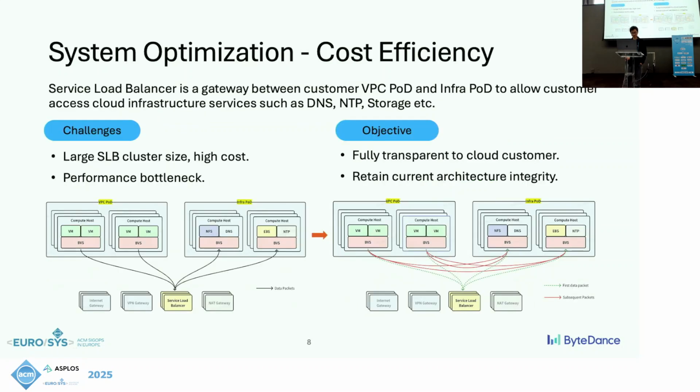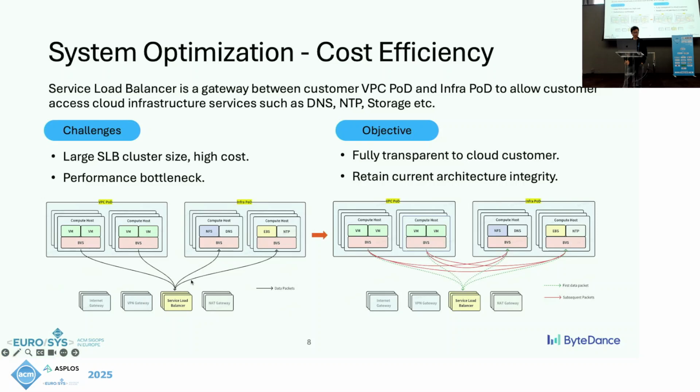We also support a periodic updating and aging mechanism. The other part is cost efficiency. Remember, we took the centralized cloud gateway functions. For example, this is the service load balancer. The service load balancer is the gateway between the customer VPC pod and the infra pod, to allow the customer to access cloud infrastructure services, for example DNS, NTP, storage, etc.